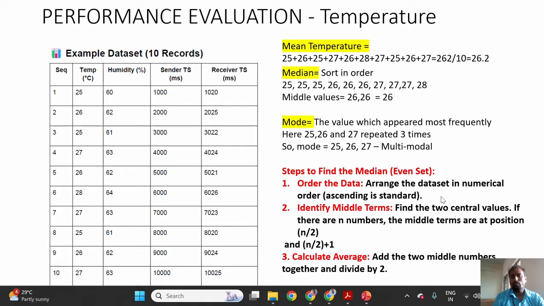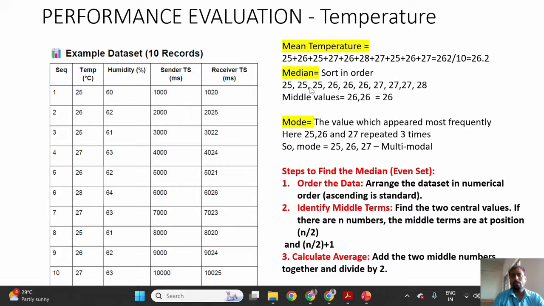But if the total number of terms, that is the n value, is an even number, then the middle terms are at the positions n by 2 and n by 2 plus 1. In that case, we have to take the average of the n by 2 and n by 2 plus 1th terms. That means take the two middle numbers together and divide by 2. So that is the basic process.